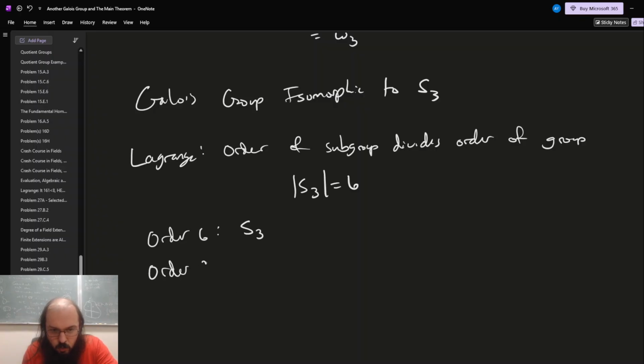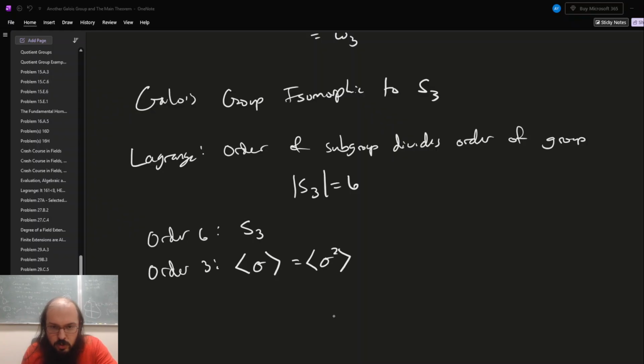Then we can ask, what are the order 3 subgroups? For order 3 subgroups, there's only one. It's the cyclic subgroup, because it has to be a cyclic group since it's a prime order. And so this is the group generated by our order 3 element. That's the same thing as being generated by its square, but that's all we got.